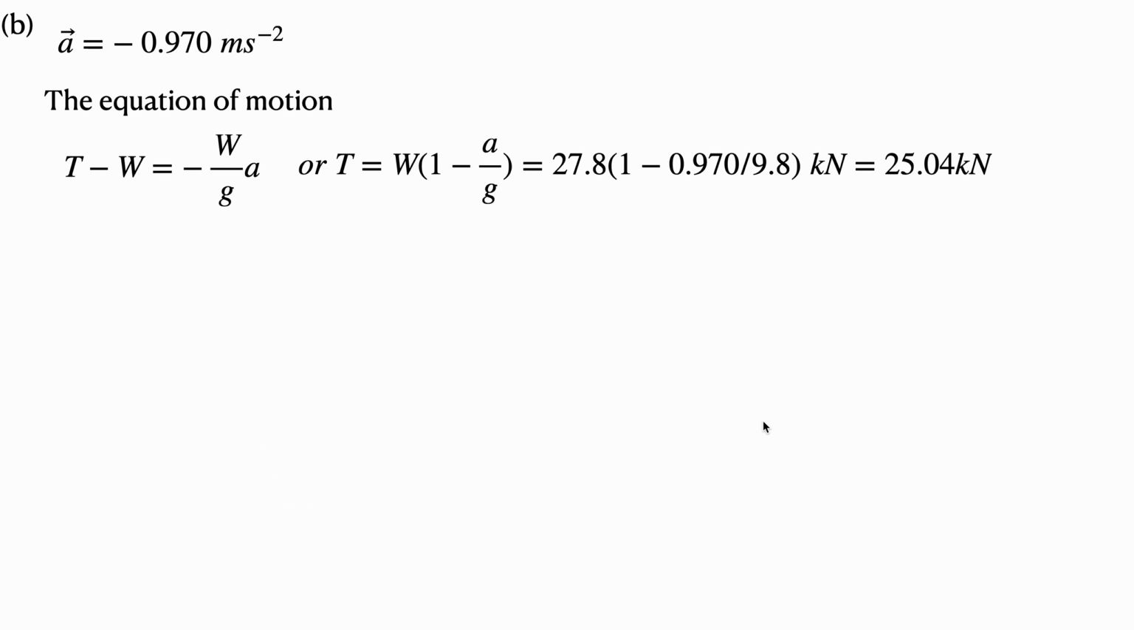In the second part of the problem, the acceleration is given as minus 0.970 meter per second square. So the equation of motion will be T minus W equals minus W by g multiplied by a. On simplification, we'll get T equals W times (1 minus a divided by g). If we put the values of W, a and g, we will get 27.8 multiplied by (1 minus 0.970 divided by 9.8) kilonewton, which will be equal to 25.04 kilonewton.